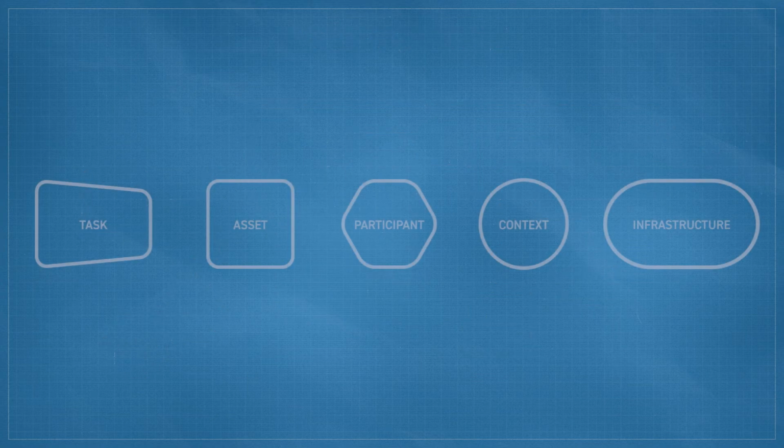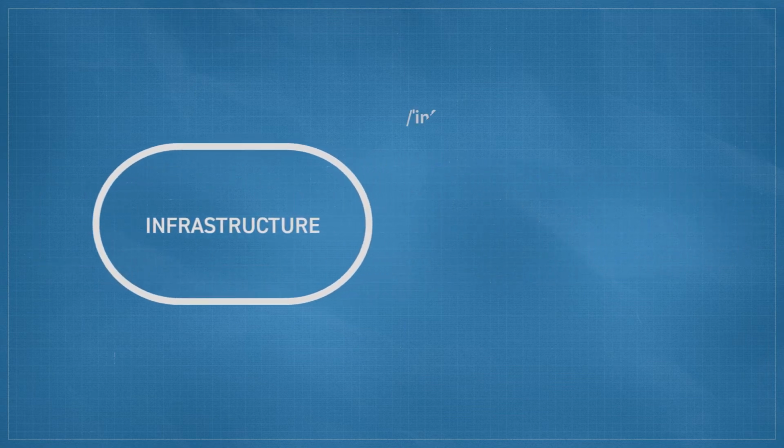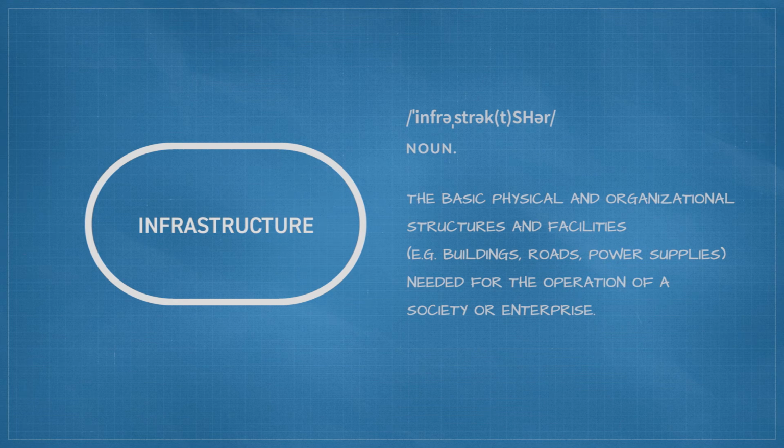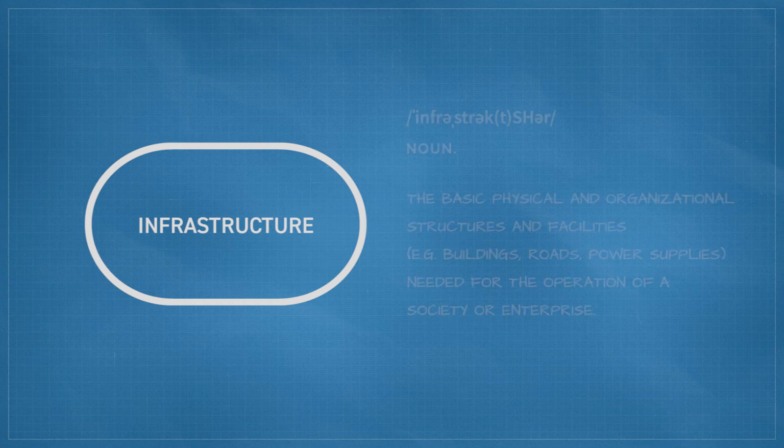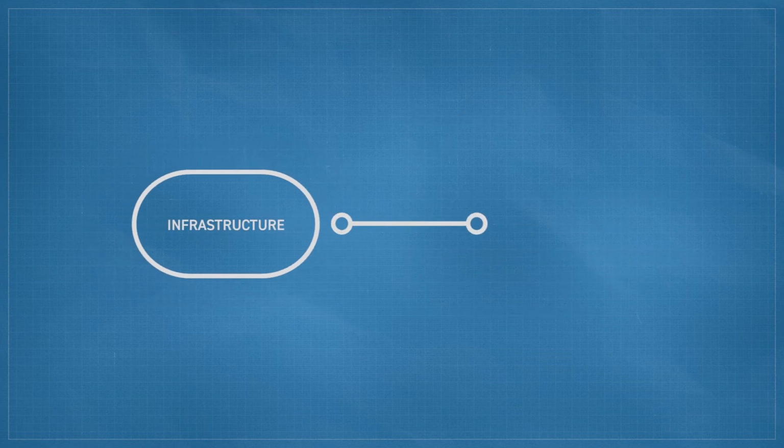Even workflow diagrams want to integrate not just tasks, assets, and participants, but also what infrastructure is being used to support these operations. For that, we have a shape for infrastructure, which is this pill shape. You can use the infrastructure shape together with the association line to link the infrastructure to an asset or a task that is using it.